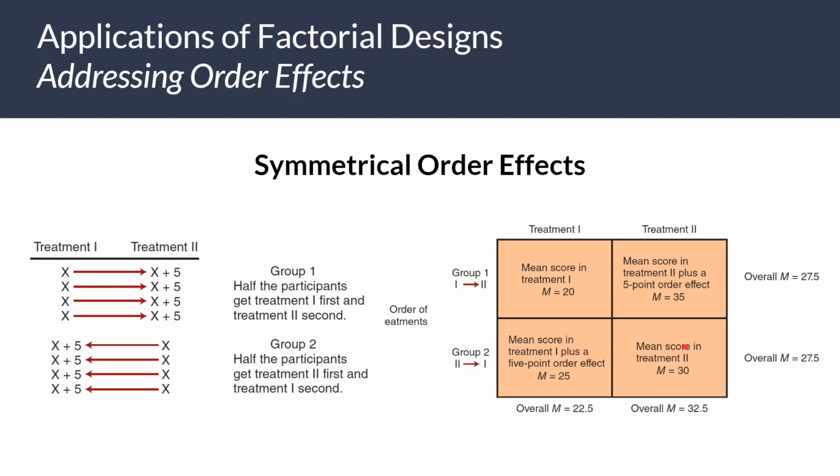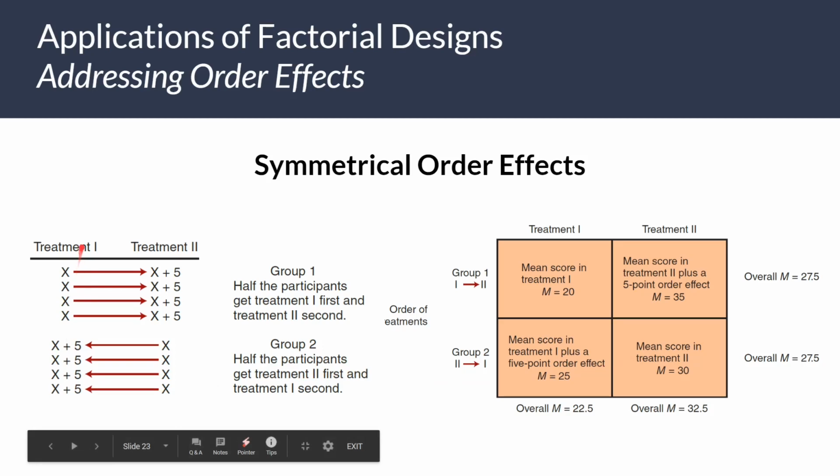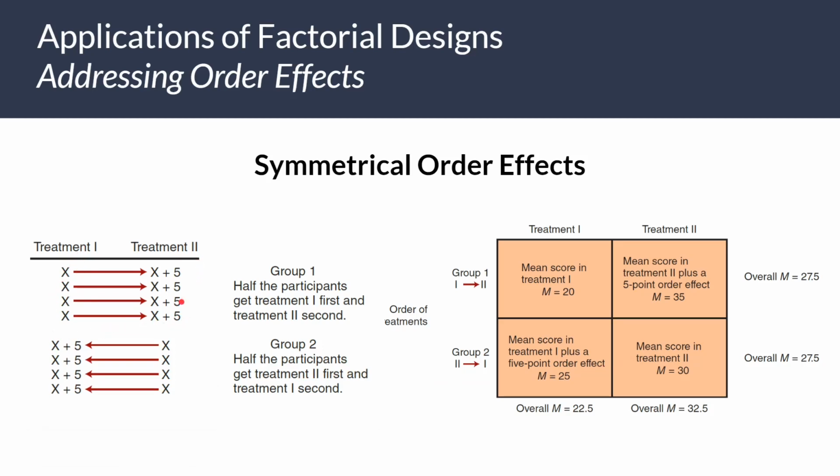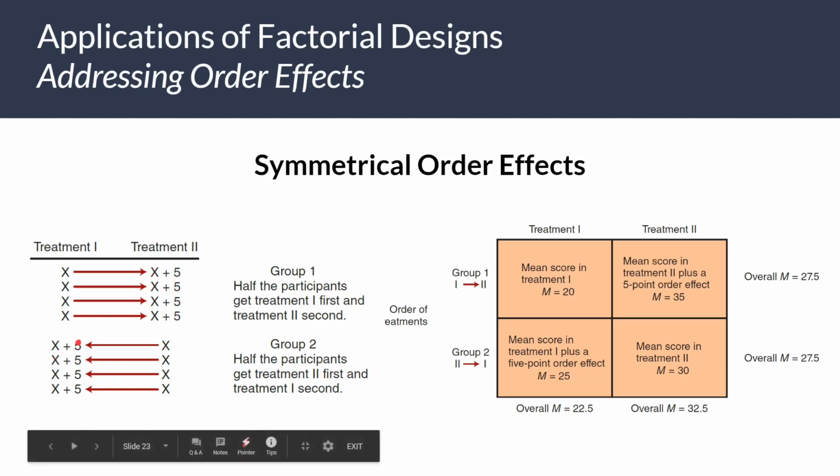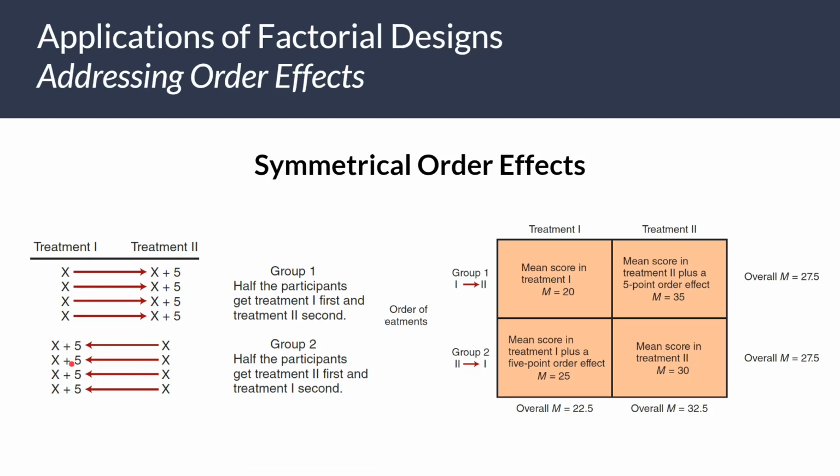So how are you going to say that there is an order effect in your research? Just look at this. This is an example of a symmetrical order effect, which means that in this example, after getting the first treatment, in the second treatment, you're going to have a +5 in your performance. Perhaps that can be due to practice effect. So in the case of group 1, they had a plus 5 in treatment 2. But in the case of group 2, they had a plus 5 in treatment 1 because they have taken treatment 2 first before taking treatment 1. So the second treatment administered is the one that suffered from order effects.